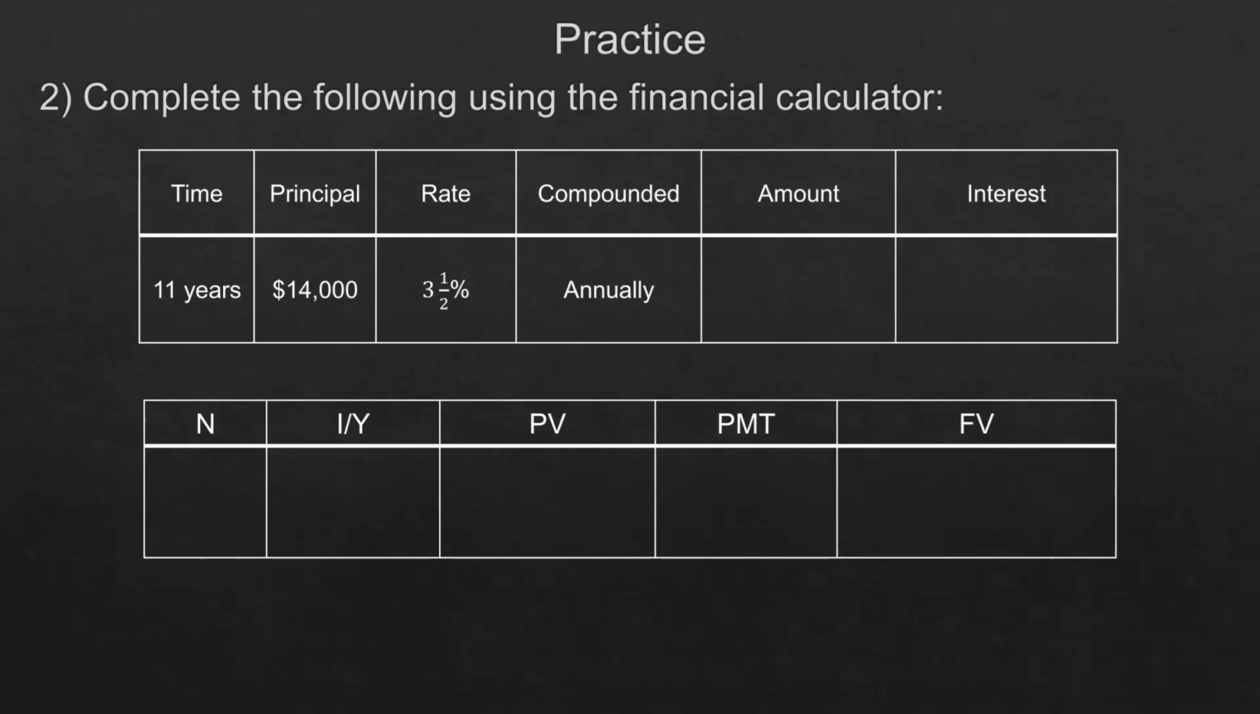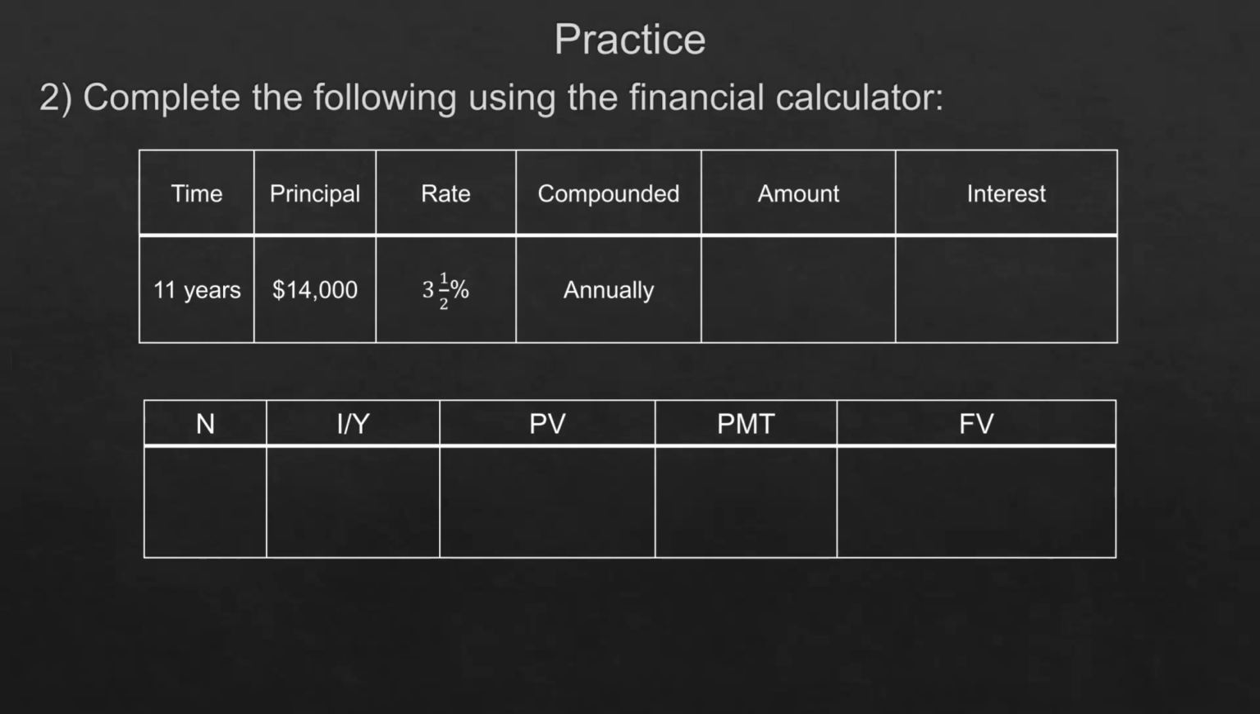This is video number 2 for this section 19.1, and we're going to work out this problem. On this, the time is 11 years, the principal's $14,000, the rate's 3.5%, it's annual. We're going to use the financial calculator this time instead of going through the long way, because if we did the long way, we would have to calculate 11 times. And I don't want to do that either. 11 times, that's just too much. So we are going to use the financial calculator to help us with this.